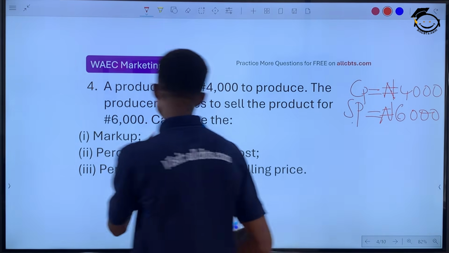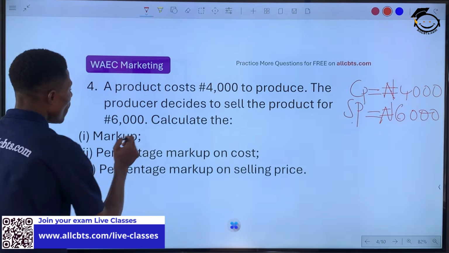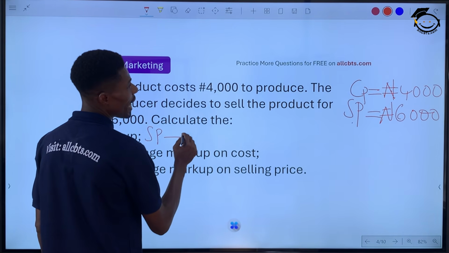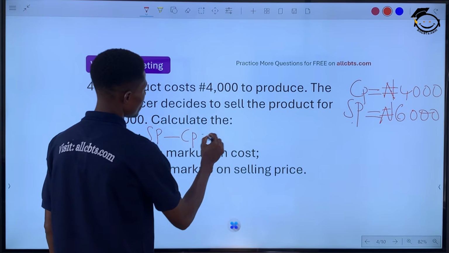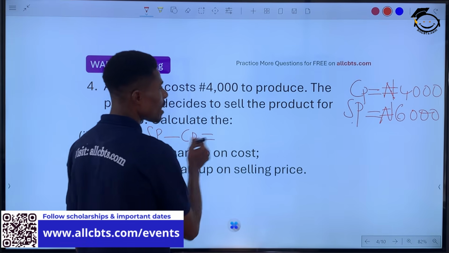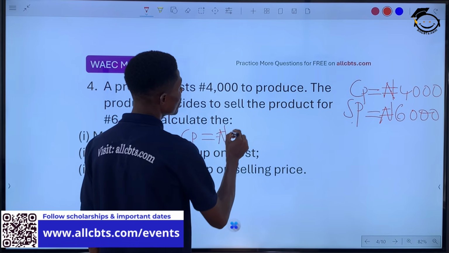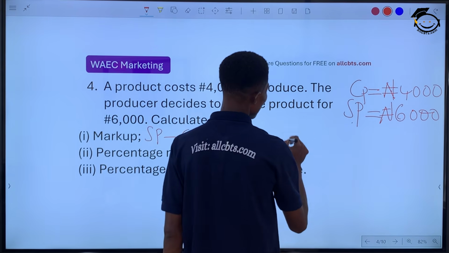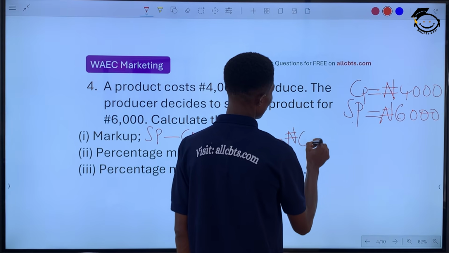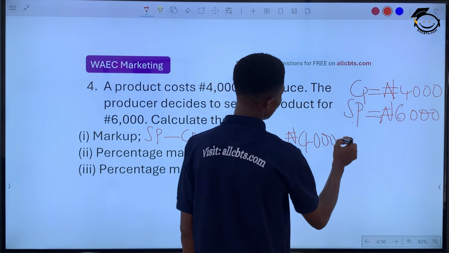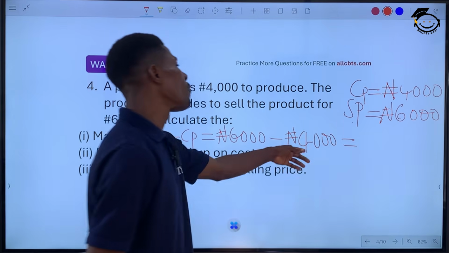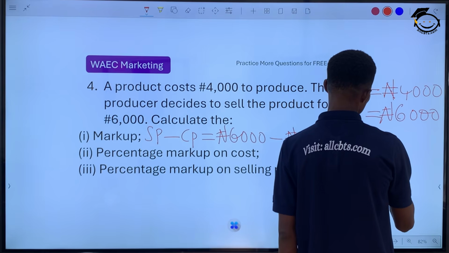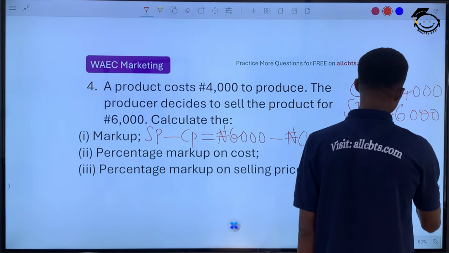Now, what is the formula for calculating markup? Markup is equal to selling price minus cost price. That will give us 6,000 naira minus 4,000 naira. And when you remove 4,000 naira from 6,000 naira, what do you have? We have 2,000 naira. So this is our markup.